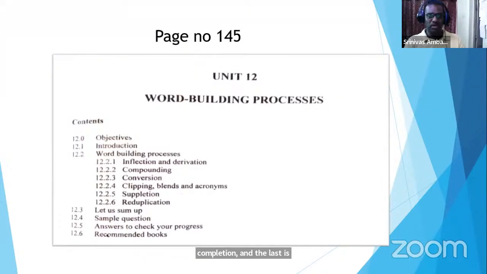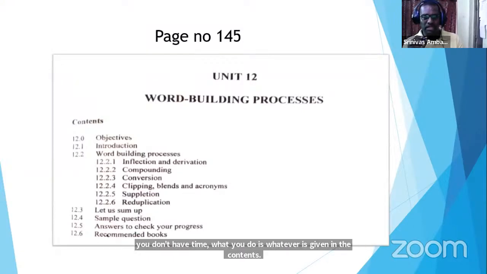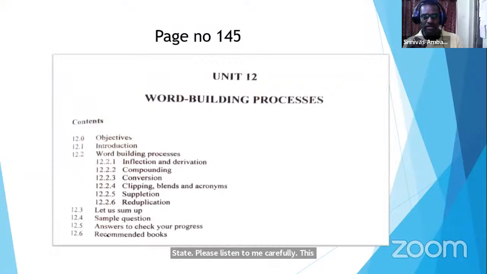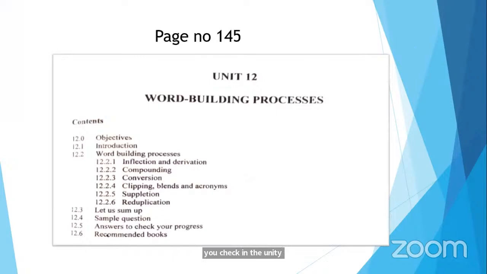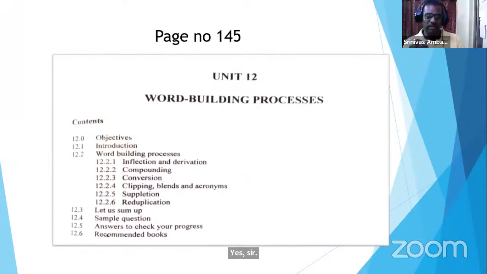So in every unit, in every subject, go to this first content page. You will have some idea. In the total unit, you will find a lot of explanation. If you don't have time, whatever is given in the contents page, please listen to me carefully, check these definitions in the unit. Is that clear? Yes, sir. So only these 5 or 6. Other things are explanations. If you have time, you read. Otherwise, only these things you should do.